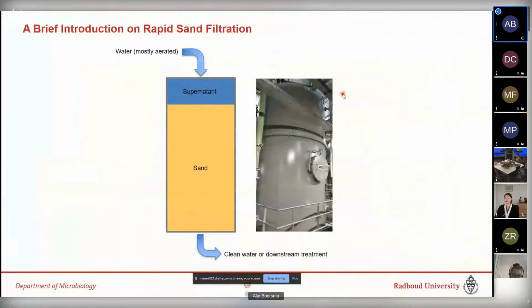So let's start out with a very brief introduction on rapid sand filtration. Rapid sand filters basically are a layer of sand where water, which most of the time is aerated, is passed through. And then a mixture of chemical and biological processes take place to remove contaminants and produce either clean drinking water or water that is ready for downstream treatment. The main contaminants that are removed are any methane that is left after aeration, iron, ammonium, and manganese.